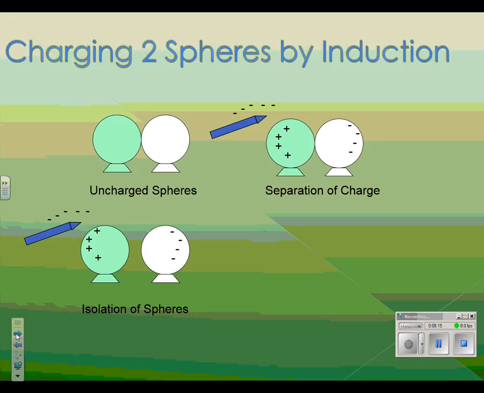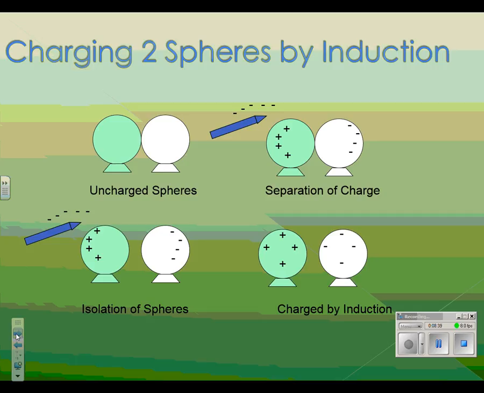Then when we pull the objects apart, we've now isolated those charges. So all the negatives, or more of the negatives, are on the far right, and more of the positives have stayed on the far left. So we would end up with oppositely charged objects. So again, you can do it in both ways, either with grounding and polarization, or just polarization and then pulling the objects apart.